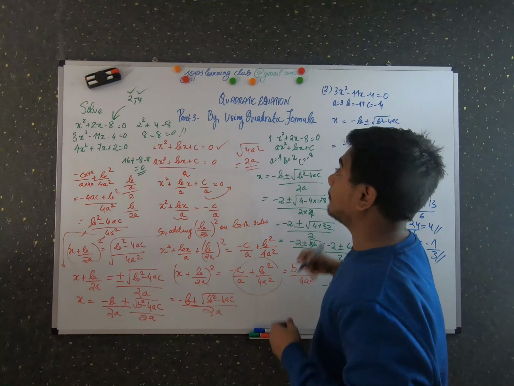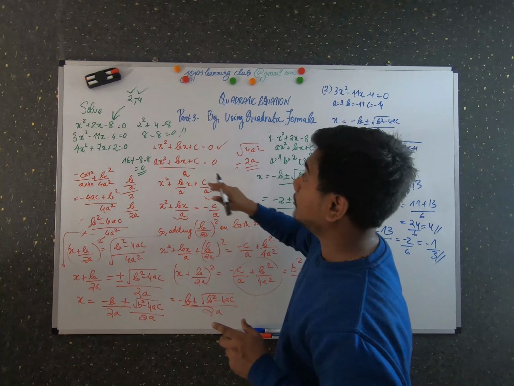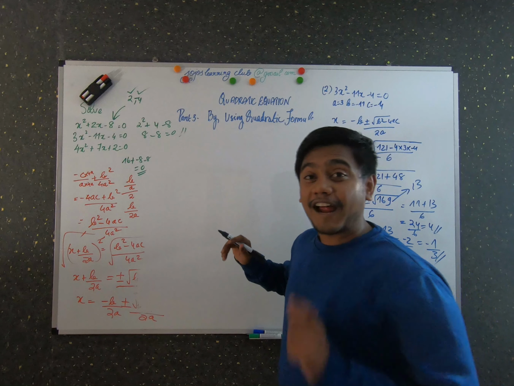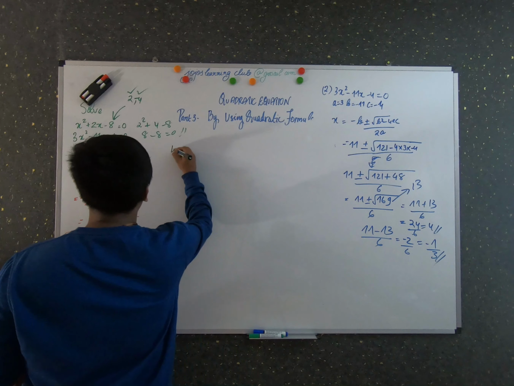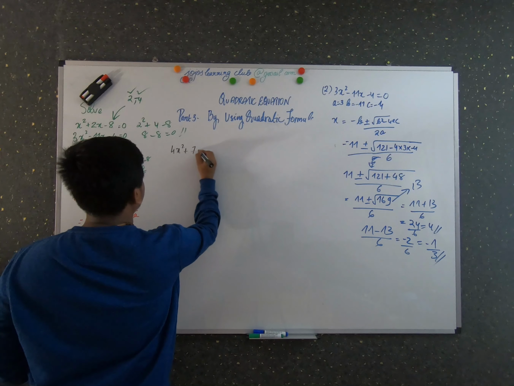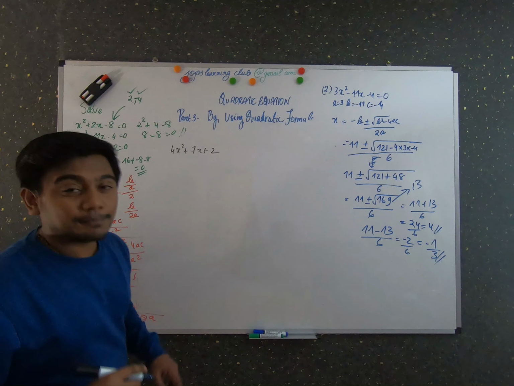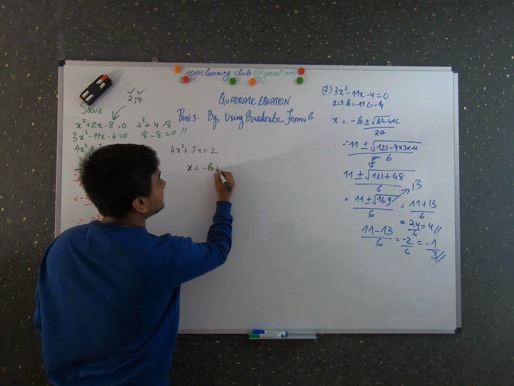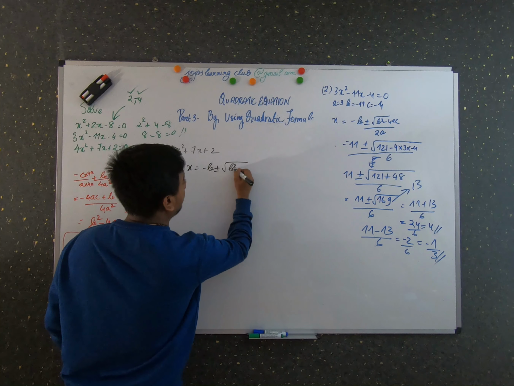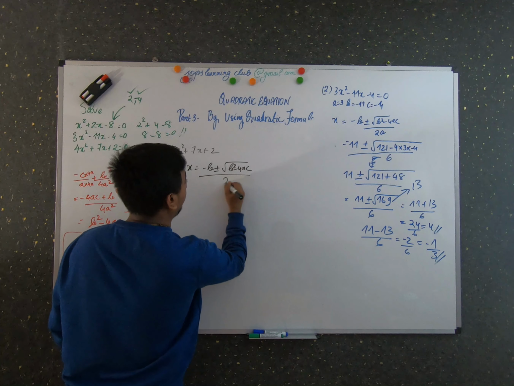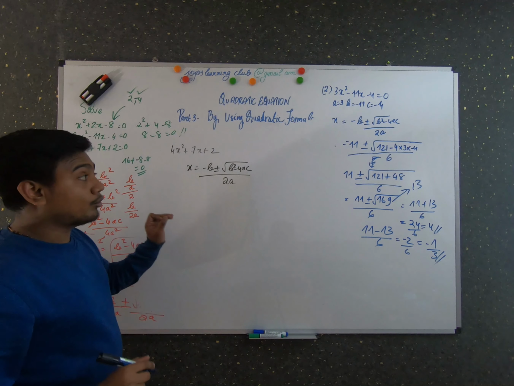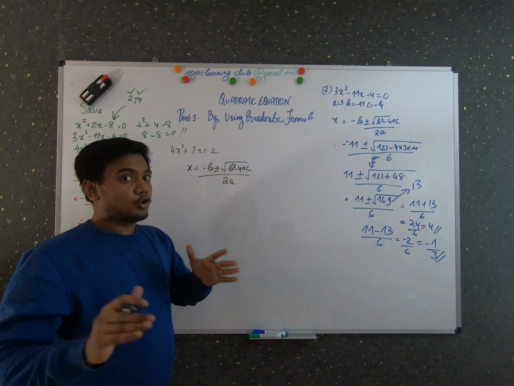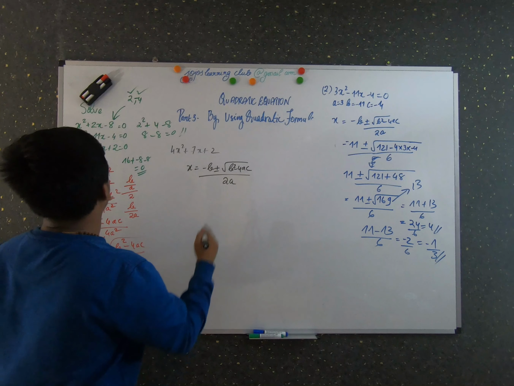So the final problem is 4x² + 7x + 2. This is our last problem. What was our formula for finding the roots? x is equal to −b plus or minus the square root of b² − 4ac, by 2a. I just write it down again and again because I want to make that thorough in your mind. So this is our equation, right?